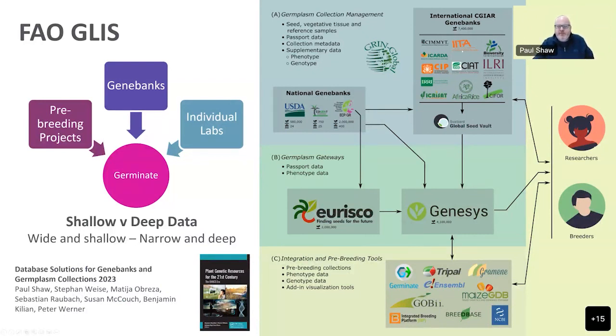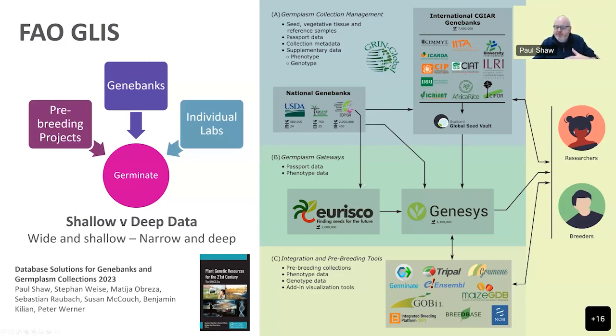This is a graphic from a book that's coming out next year that we're involved with, along with some guys from IPK and the Crop Trust. We broke down information systems into 3 different pillars. At the top there's germplasm collection management, the kind of things that you're doing at your gene bank level.